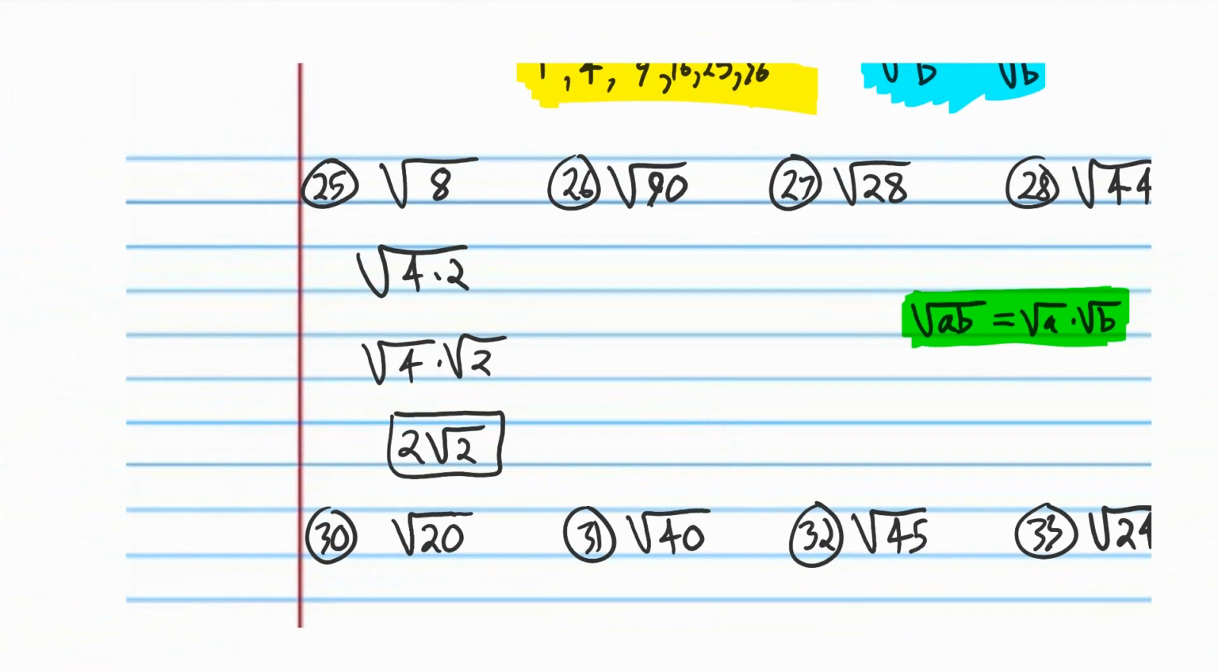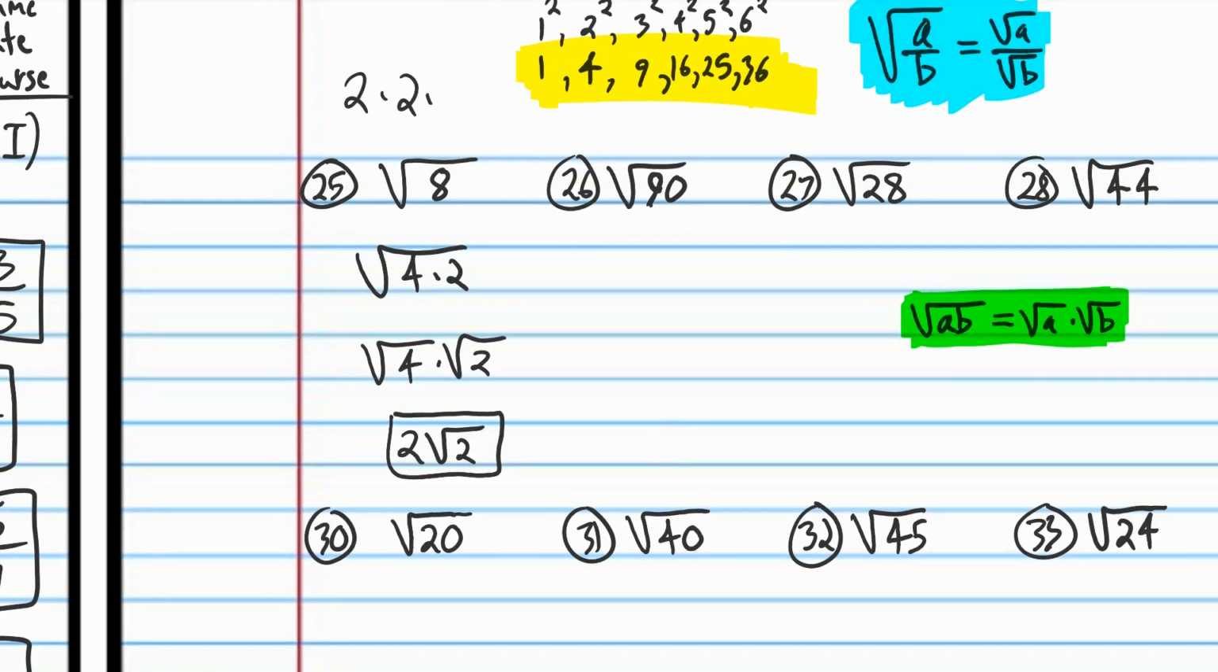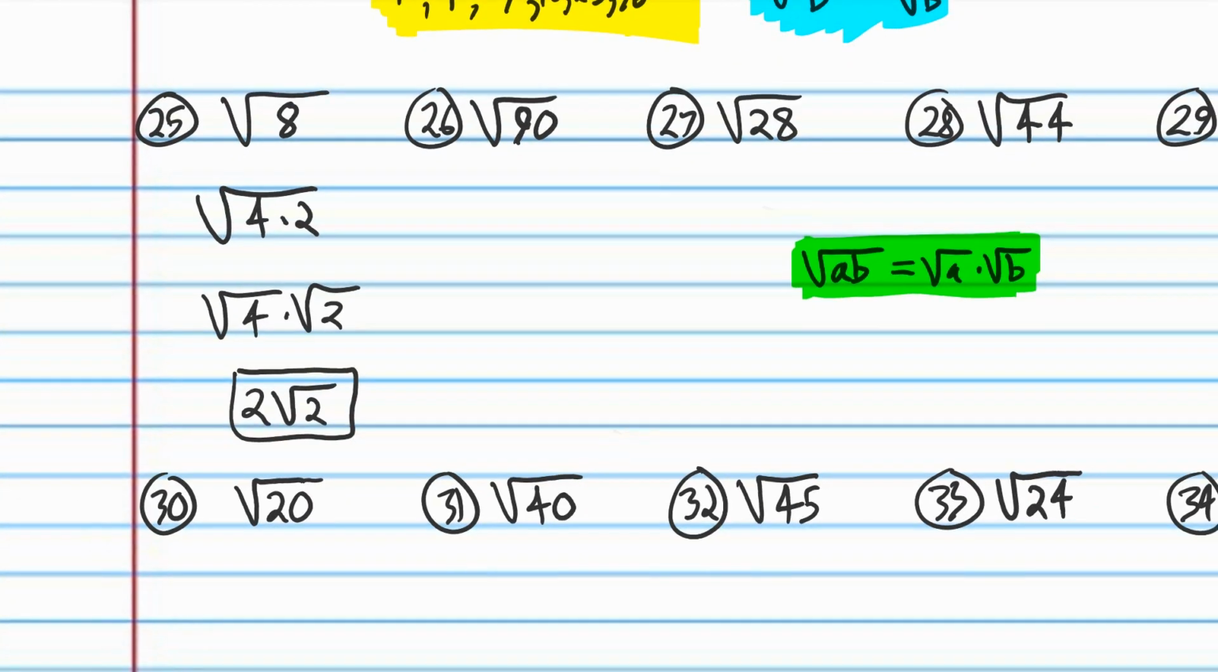There wasn't really any other factorization. You could have gone too far, 2 times 2 times 2. But as you can see, if you went that far, there's definitely no perfect square. 2 is not a perfect square.